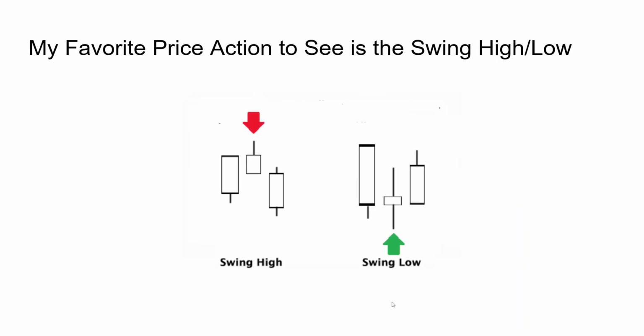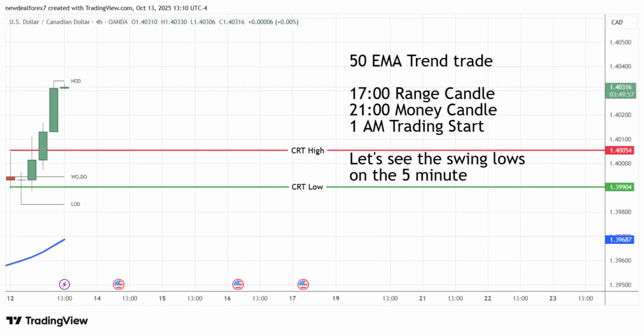Very simple. My favorite price action to see on the 5-minute chart is the swing high and swing low. It's just a simple 3 candlestick pattern that you'll see with a high, higher high, and then a lower high. This is what I look for right here. Or a low, lower low, higher low, swing low, just like that. Can't make it any plainer. So let's go through a couple examples.